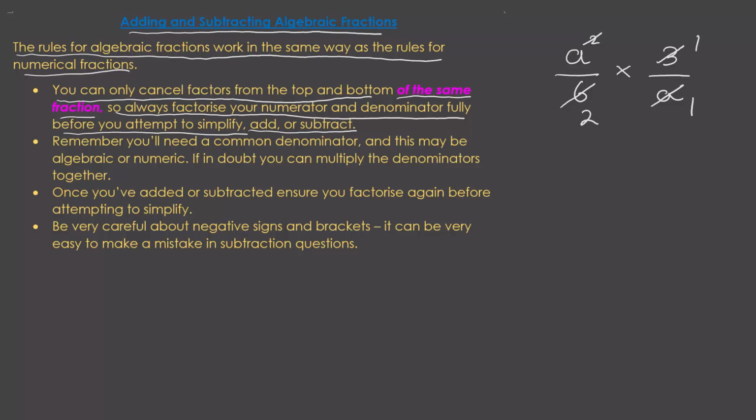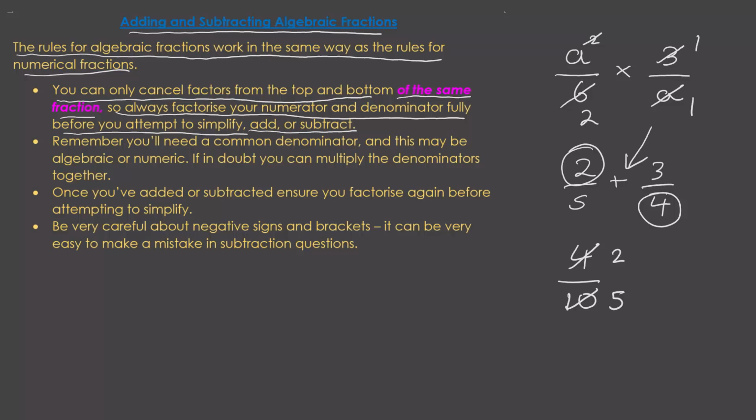So if I have something like 2/5 and I'm adding it to 3/4, you can't cancel the 2 here with the 4 here when you have the plus in the middle. It has to be on the same fraction. So if we'd had 4/10 instead of 2/5, we could have cancelled that down to 2/5 because it's the same number, it's just in a simpler form. So that's one thing to be aware of here.